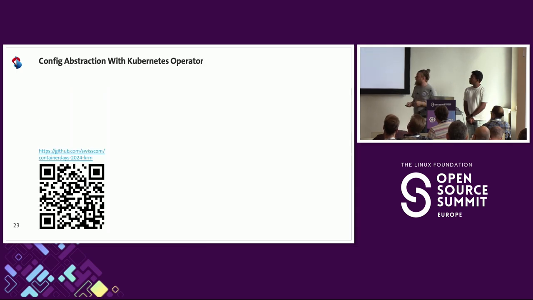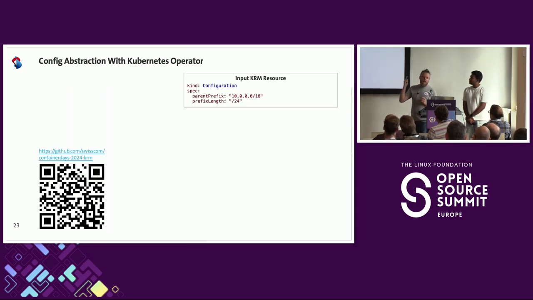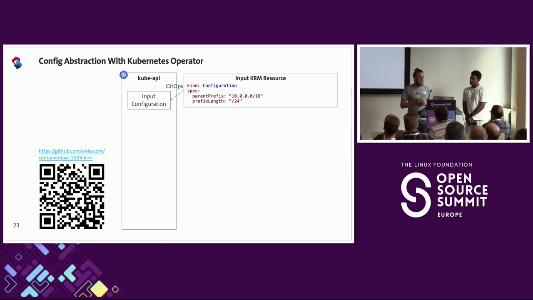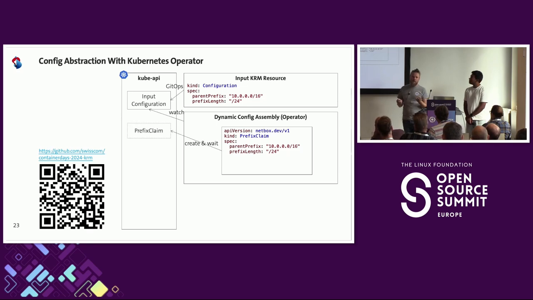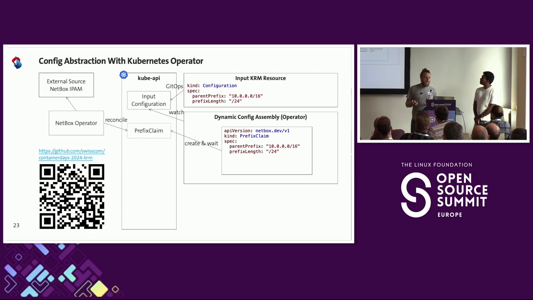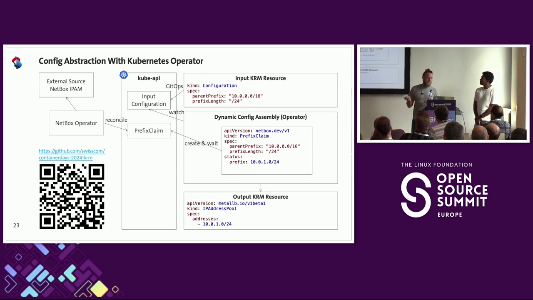So the same diagram again. In this case, the intent, the input resource, is not a config map anymore. It's a CR of kind configuration. This allows us to do typing on the fields. We can, for instance, check for a valid CIDR and all that stuff. We still apply this resource using GitOps to the cluster. And since it's an operator and it's watching the API, the operator will immediately trigger and do the same things that we had before. It will create a prefix claim, wait for it to be reconciled by the netbox operator, and then finally render the IP address pool and apply it to the cluster.